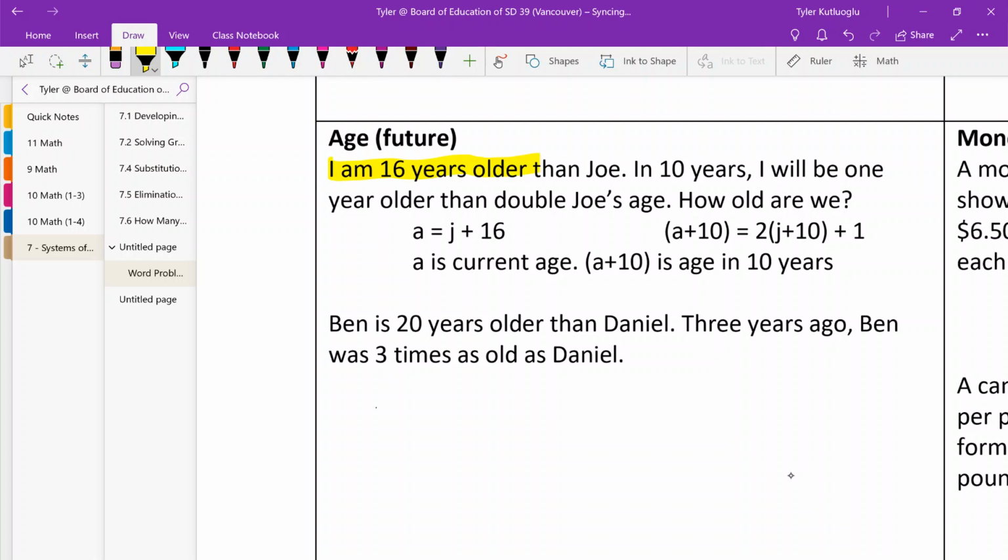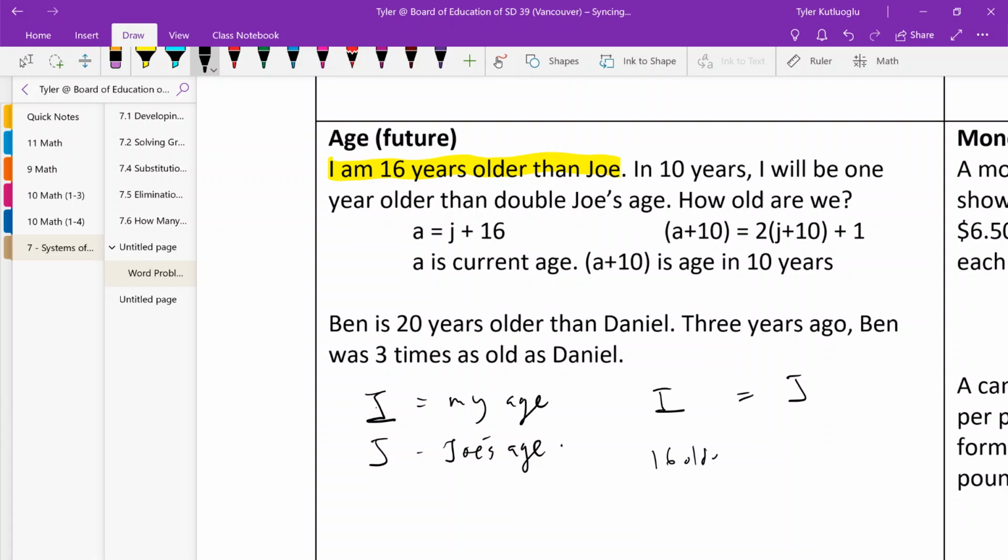I am 16 years older than Joe. That's our first sentence, so let's write our first equation. I'm going to call my age I, and we'll call Joe's age J. Cool, those are our variables, I and J. I am 16 years older than Joe, so if I put me compared to Joe, I'm 16 higher, so I'm going to have to add 16 to Joe's age to make them equal. That's my first equation. The second equation is where it gets a little weird.